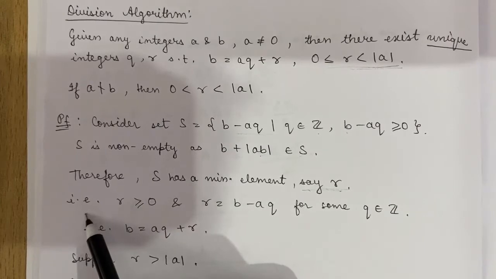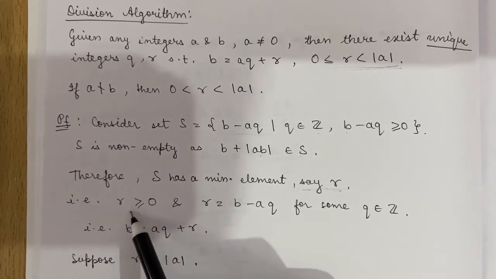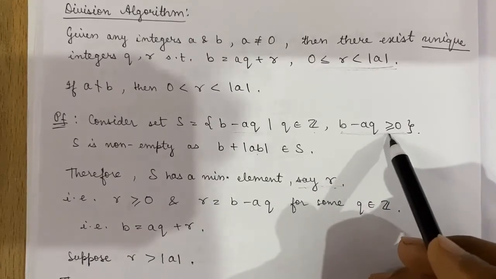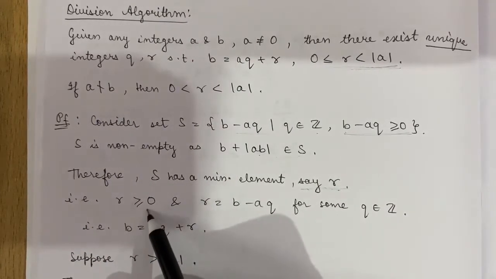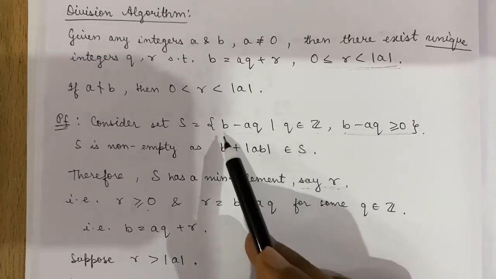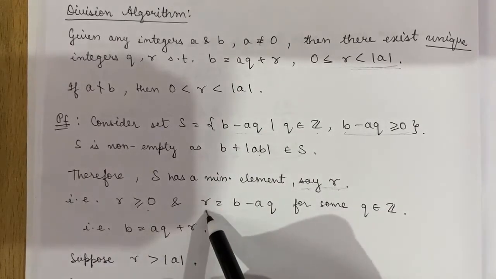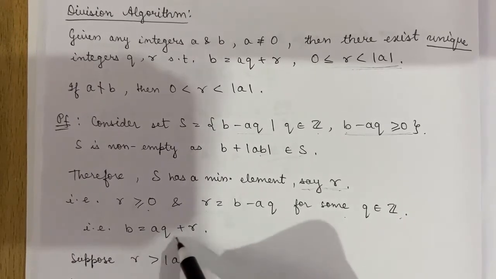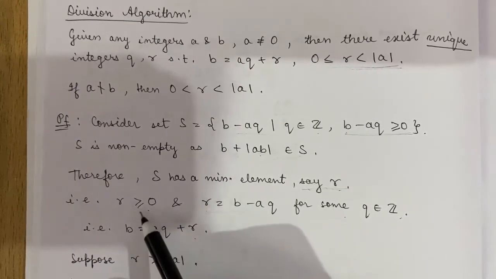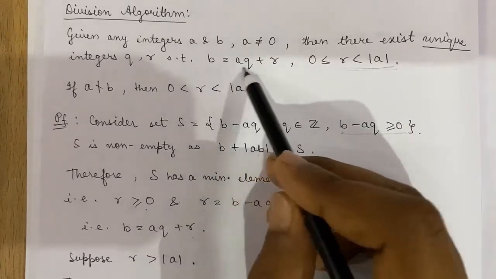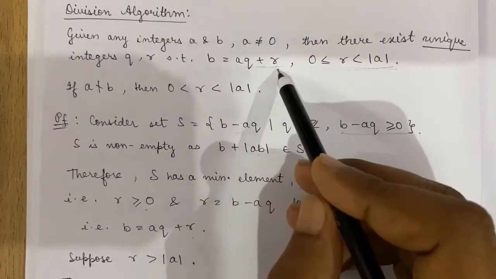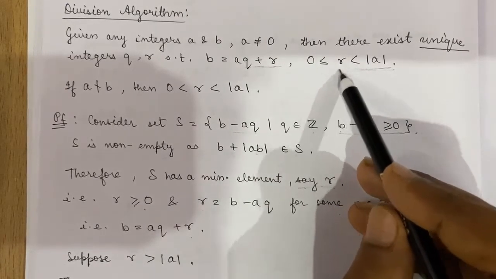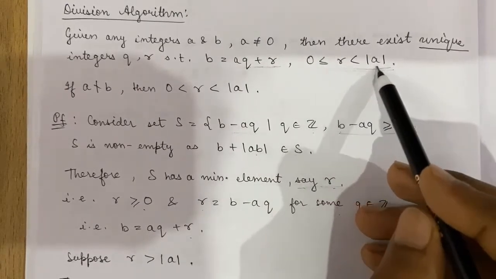So R is the minimum element, and we have all the elements in S greater than or equal to 0, therefore R is also greater than or equal to 0, and all the elements are of the form B minus AQ, therefore R is of the form B minus AQ for some Q an integer, that is B equals AQ plus R. So we have got R with B equal to AQ plus R, and 0 is less than or equal to R. So next we want to say that R is less than mod A.